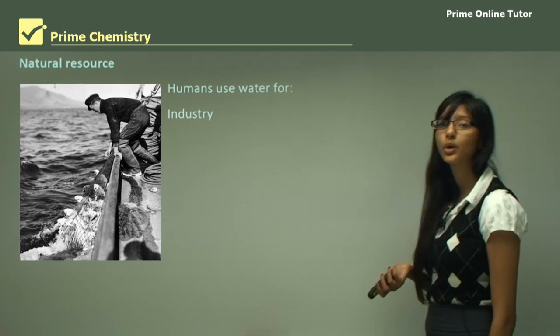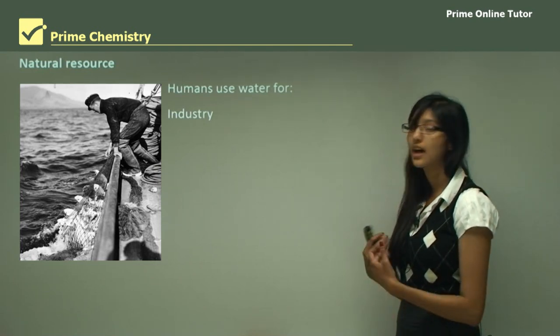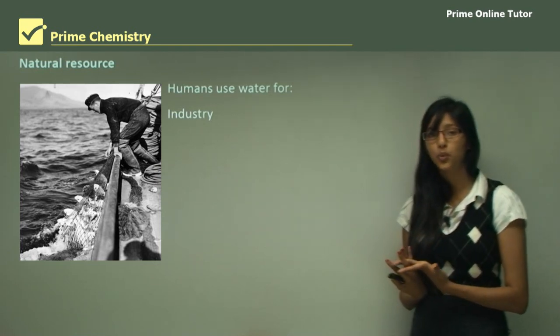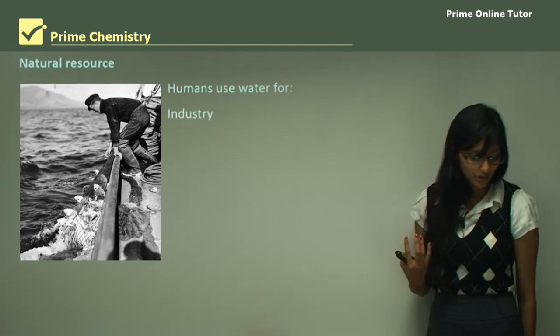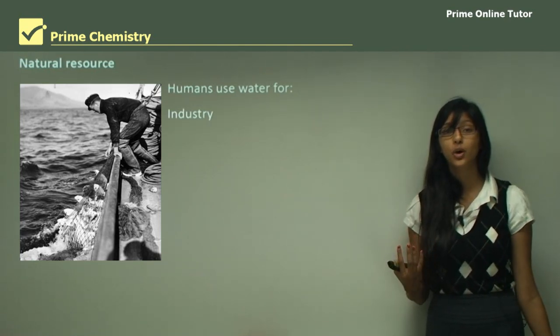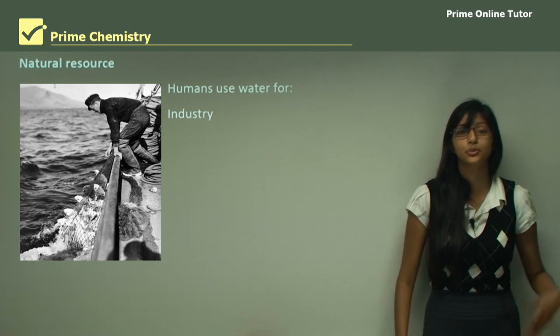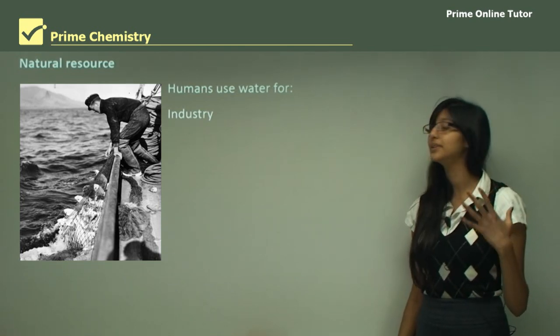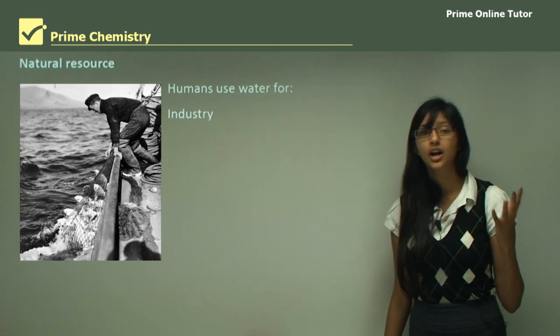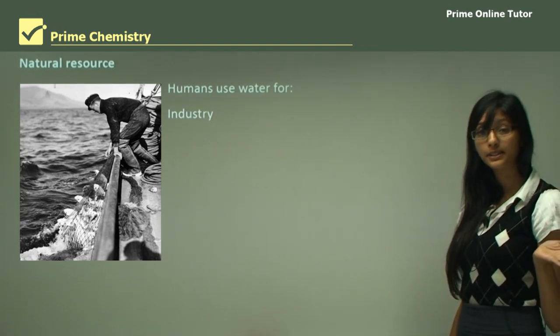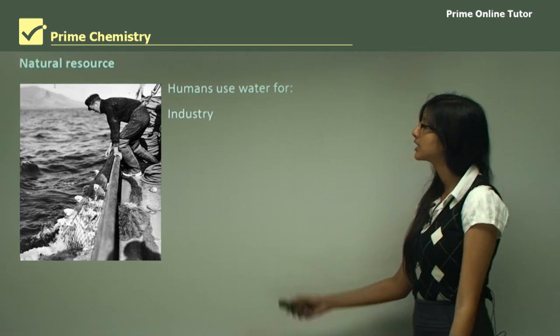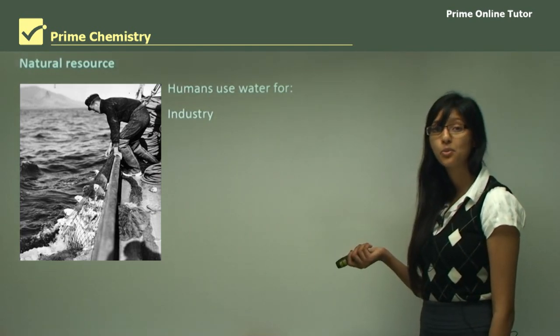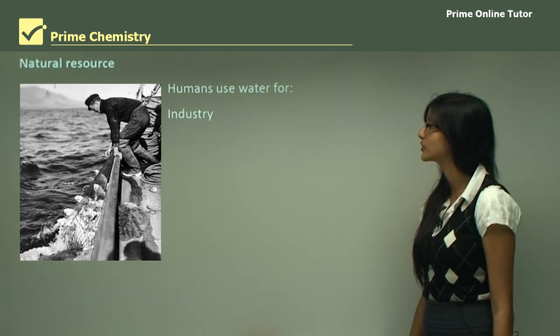Now let's look at water as a natural resource. How can we as humans use water? As you would already know, we use water in our everyday life, for example, to wash ourselves, and we also drink water. So our whole life is basically dependent on water. Water is a very, very important substance for living things on earth. So let's look at other uses of water other than washing ourselves or drinking it.